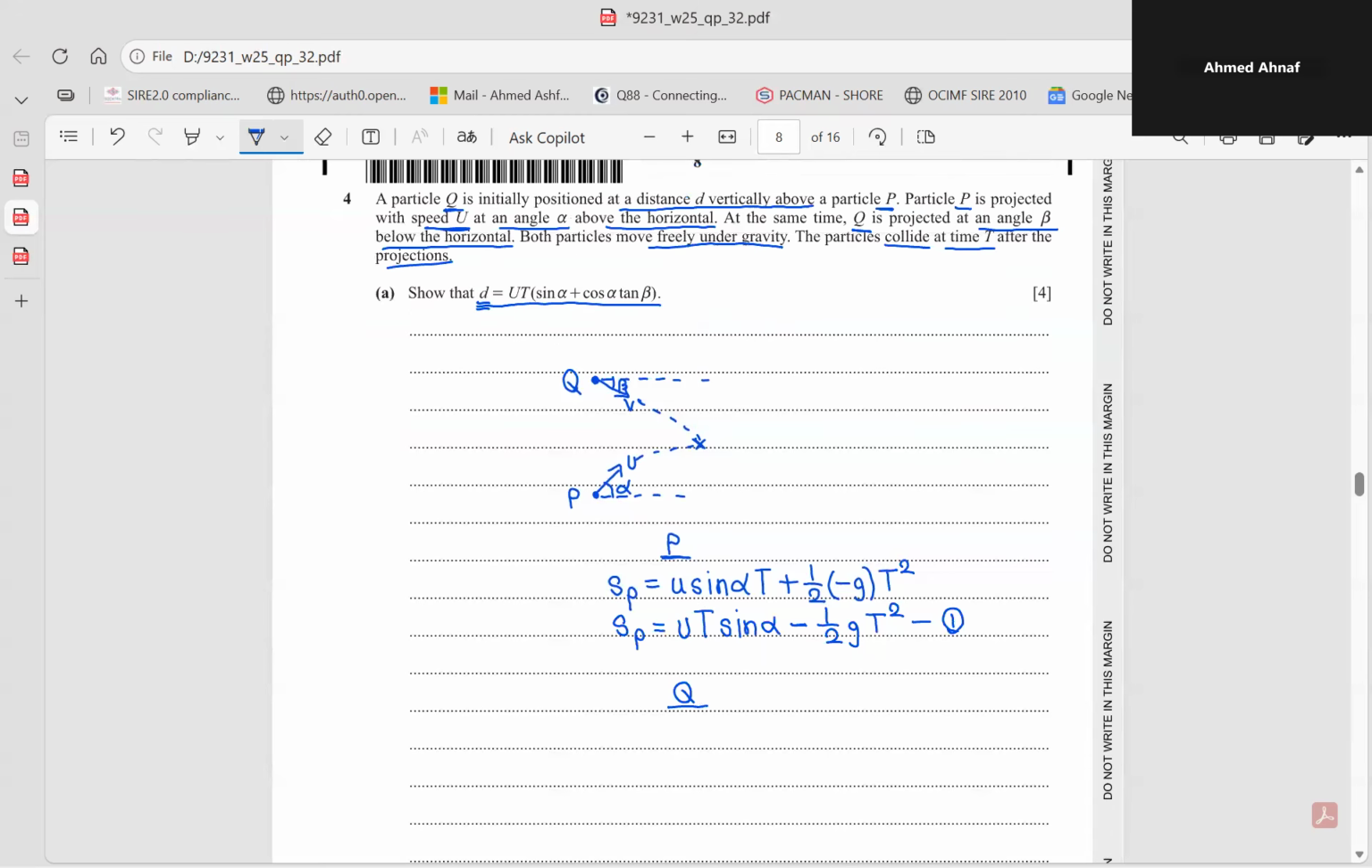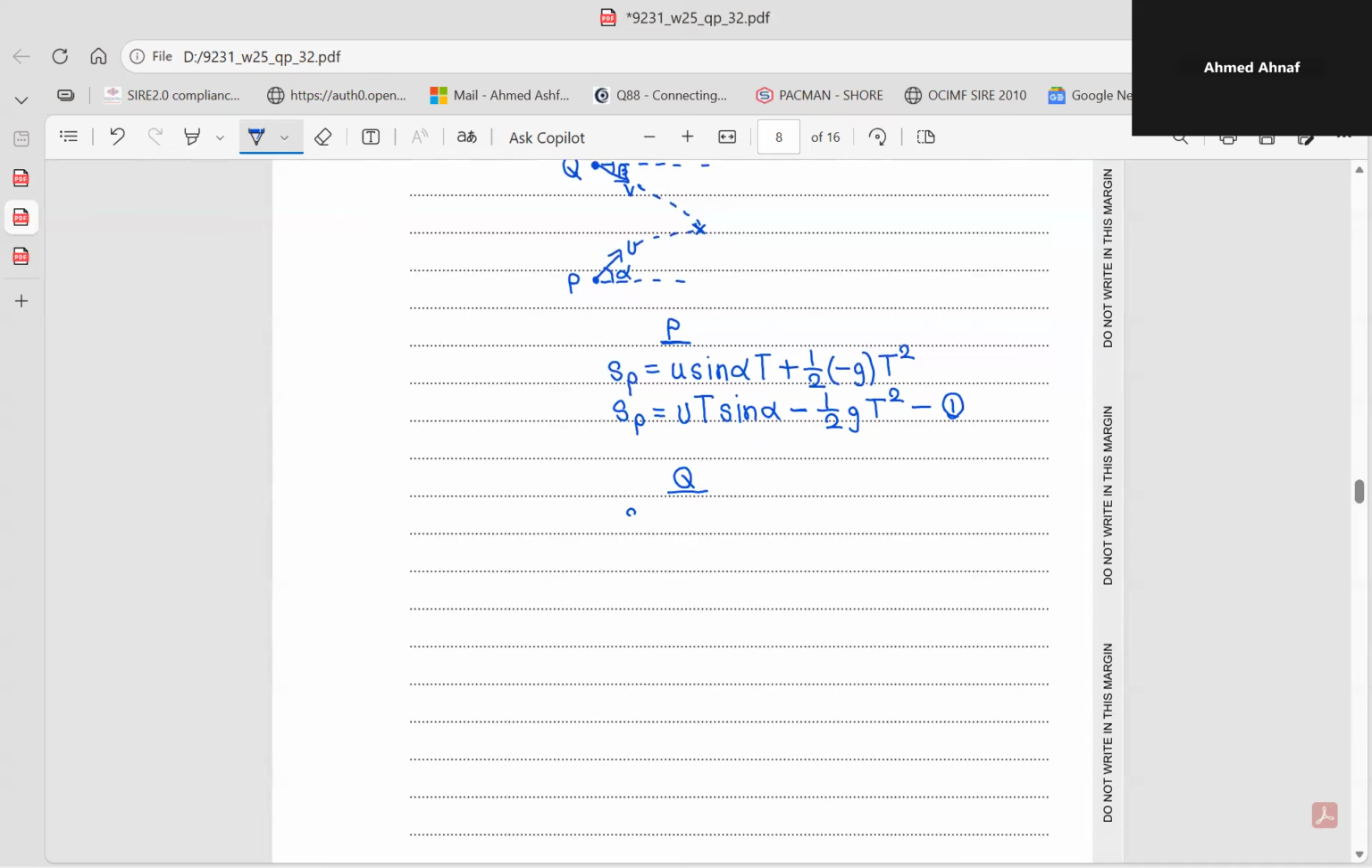However, do note that for Q, since it is projected downwards, its trajectory won't be like this. Instead, it's going to be more like this. So it'll just go straight downwards only. So therefore, the acceleration that Q will experience is positive G.